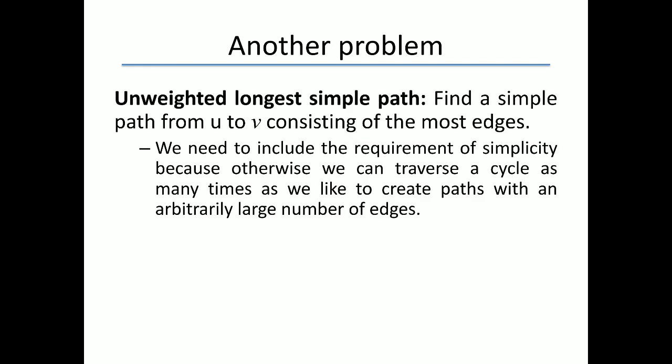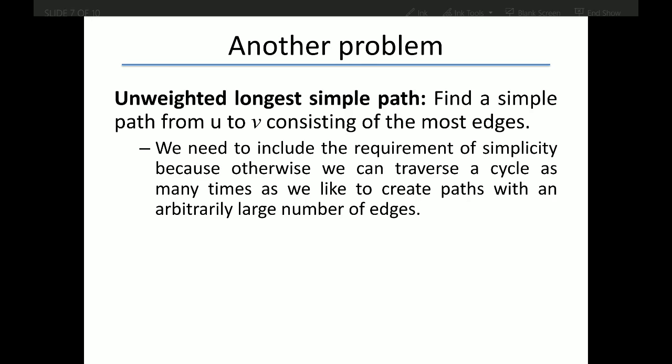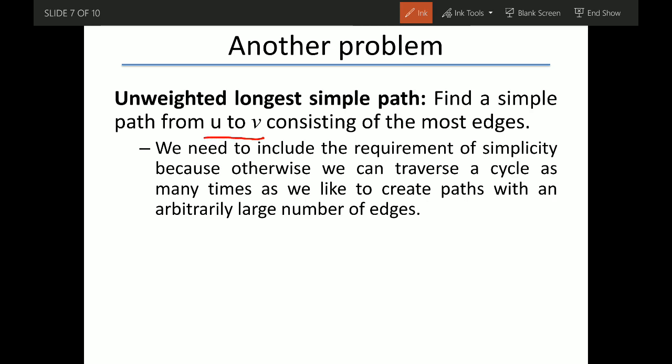optimal substructure. Now see this example, that is the unweighted longest simple path problem, where instead of finding a shortest path, we are going to find the longest path from U to V, and we have the same assumption of simplicity, that we don't have any cycle, because if we have cycles, we can go around the cycles and create a longest path iteratively. But we are assuming the simple path that does not have any cycle.